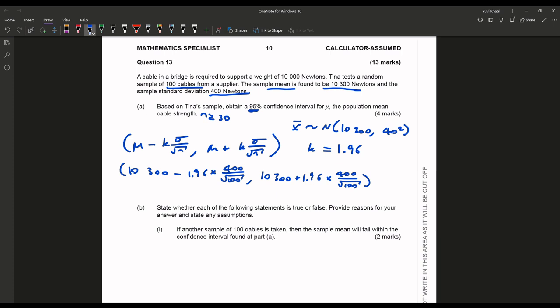Now if you do all of this, you should get 10,221.6, comma, 10,378.4 newtons. And you can just do all this in your class pad.